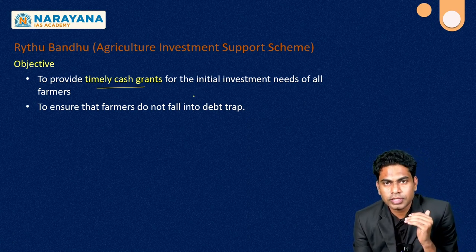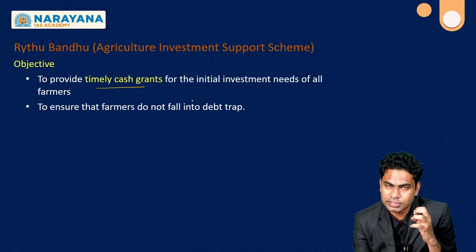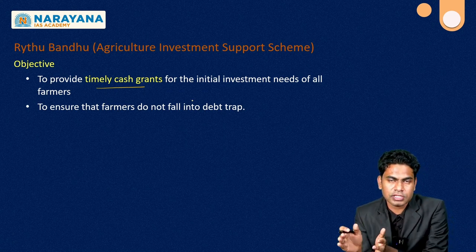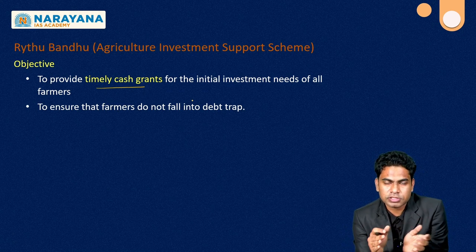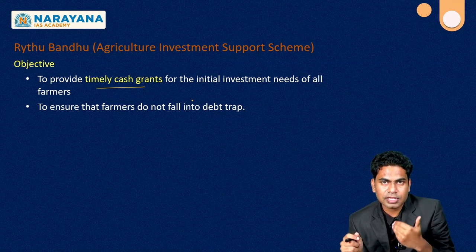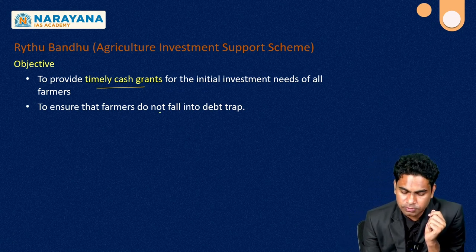We need to give certain incentives to the farmers so that farming would become viable. As you know, farming is in crisis all the time in India. Why? Because of the structure of agriculture itself. As you know, most of the farmers are small and marginal farmers. Assistance to make agriculture profitable is important. That is one of the reasons for the Raitu Bandhu scheme.